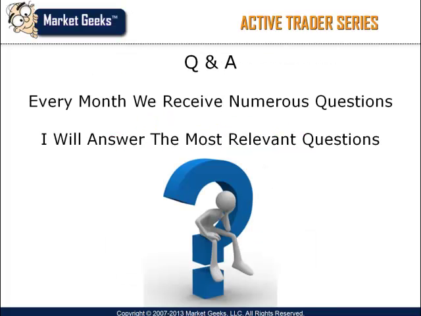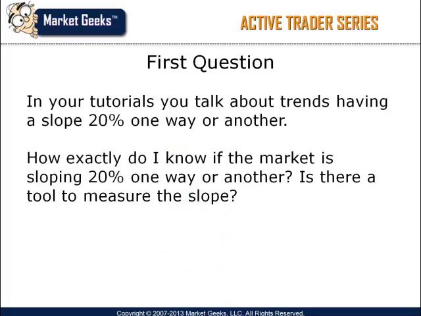Every month I get numerous requests for swing trading tips from traders who are just starting out. What I typically do is make a note of the most important and relevant questions and answer them in a monthly video. First question. In your tutorials, you always talk about trends having a slope of 20% one way or another. How exactly do I know if the market is sloping 20% one way or another? Is there a tool to measure the slope?